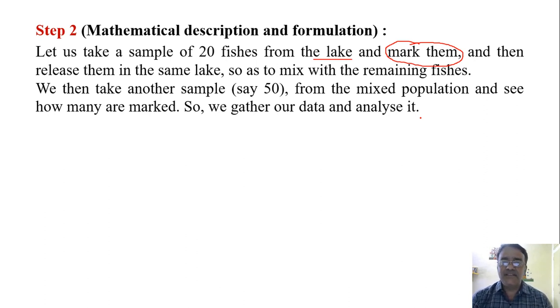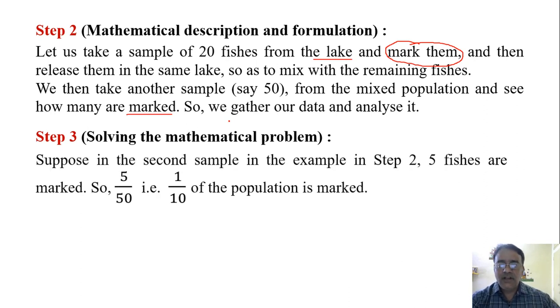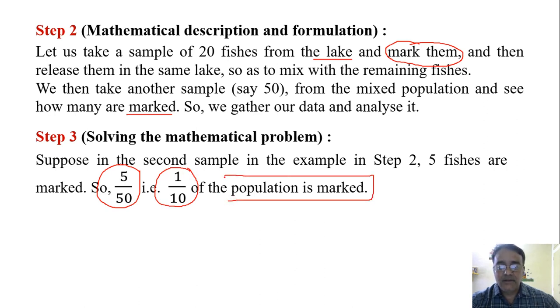Now the third step is solving the mathematical problem. Suppose we got 5 marked fish in step number 2. So the ratio of 5 out of 50 is 1 upon 10 of the whole population being marked. If this is typical of the whole population, then 1 by 10 of the whole population will be equal to 20 fishes, which we marked in step number 2.